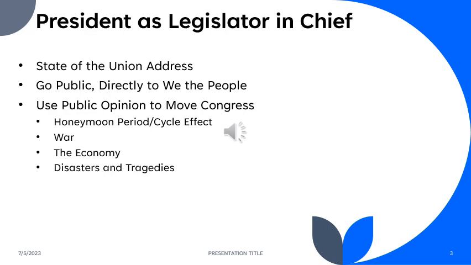And then finally, right, the use of public opinion to move Congress, related to going directly to we the people. A little bit different angle though, right? Public opinion. How do the people feel about the president? A president who is popular, right, all things being equal, a president who is popular will have more influence with Congress. A president who is unpopular will have less influence with Congress. So, what are some structural elements to public opinion related to the presidency?